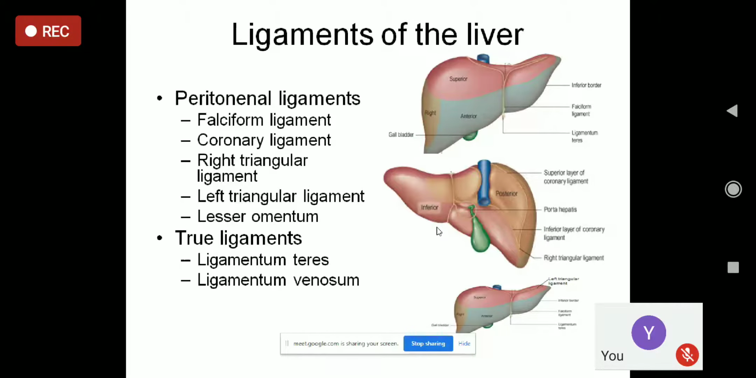Now talking about the ligaments of the liver. All these are peritoneal ligaments. This is the falciform ligament. This is the coronary ligament, superior coronary ligament, inferior coronary ligament, right triangular ligament, left triangular ligament, and you'll get the lesser omentum in this group also. And the true ligaments are ligamentum teres hepatis and ligamentum venosum. These are false ligaments and these are true ligaments. So these are the ligaments of the liver. Sometimes they'll ask you the names of the ligaments.